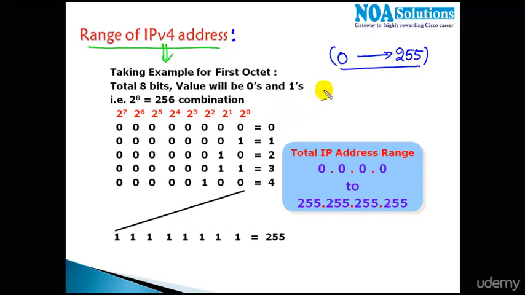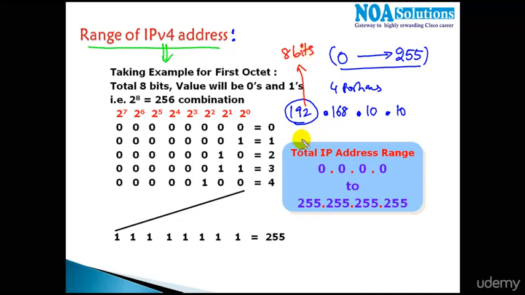Because as we discussed, we have an IP address in 4 portions, and each portion is separated by a dot. It looks something like this: 192.168.10.10. Now if you consider any one portion, in each portion you have 8 bits. If I write these 8 bits in terms of binary, it's going to be either all zeros.